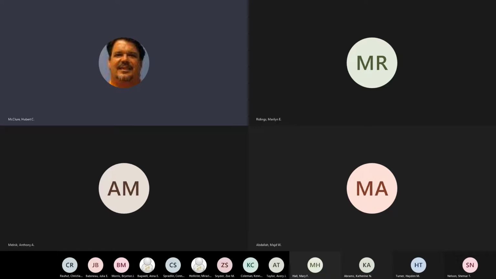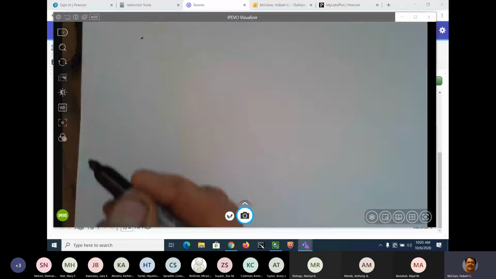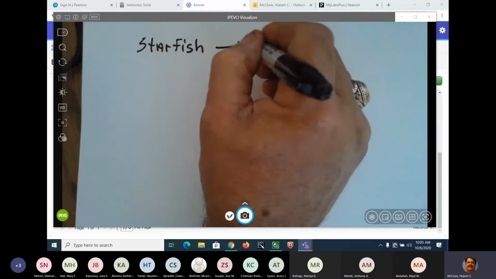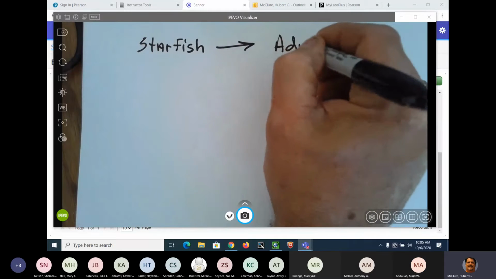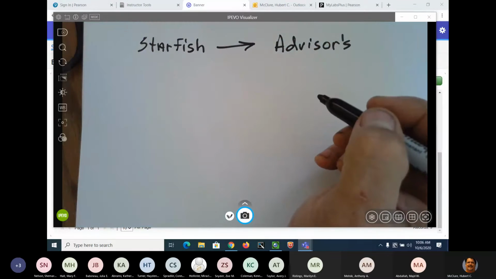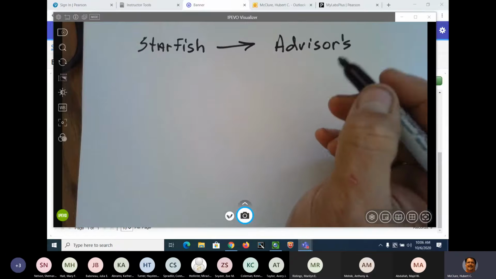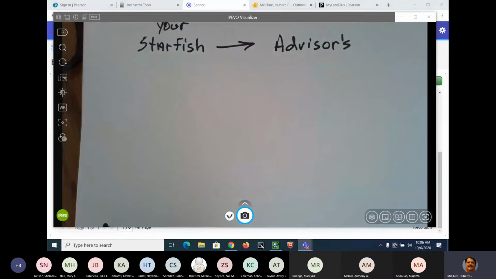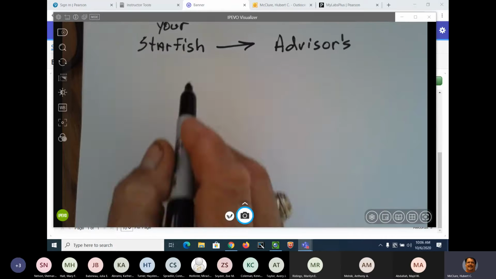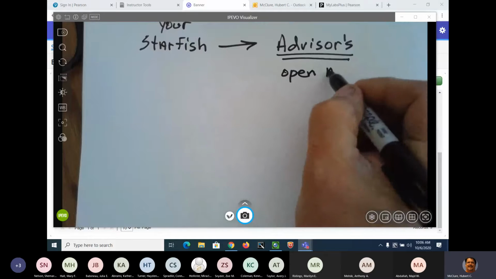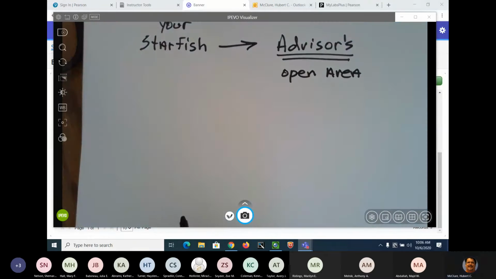Okay, this is pre-advising week. So your Starfish calendar is connected to your advisor's Starfish. Has anybody got me as an advisor? Okay. If you go into your Starfish and go to appointments, you should be able to see your advisor's open areas for appointments. And you just click on one of them and sign up for them.